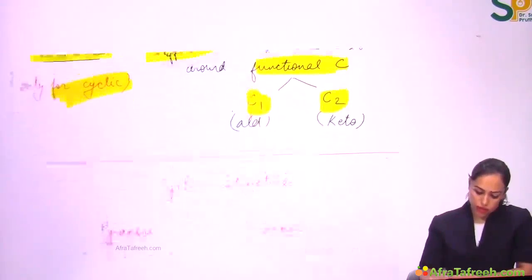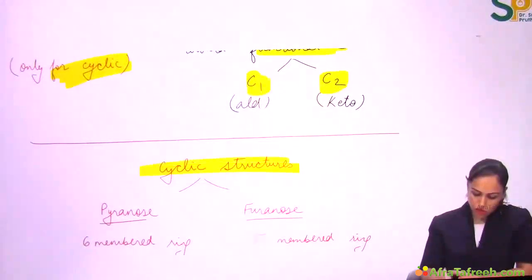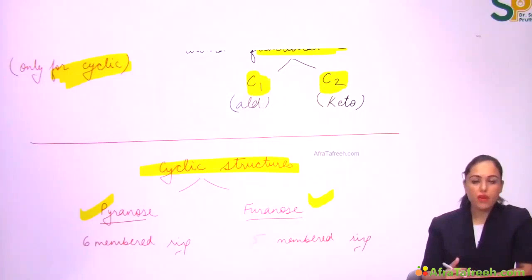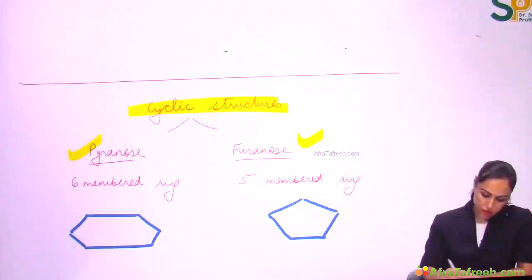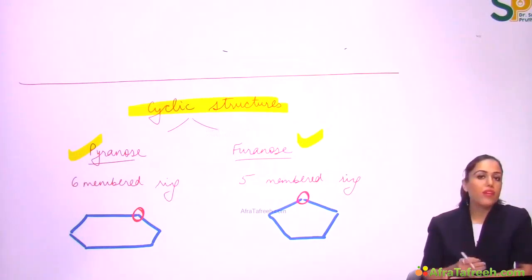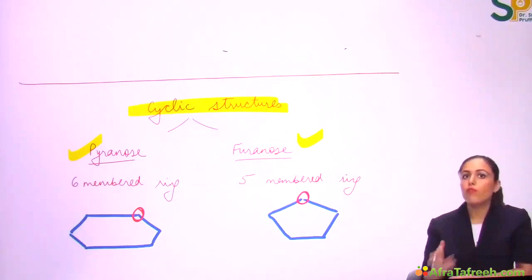Now, when cyclic structures are formed, 2 kinds of cyclic structures are formed. One is pyranose, the other is furanose. Pyranose is a 6-membered ring. Furanose is a 5-membered ring. Let's see these rings here. This is the pyranose ring, oxygen present here. This is the furanose ring, oxygen is present here. So if I ask how many carbons are present in the pyranose ring, the answer is 5, because 1 is oxygen. Pyranose is a 6-membered ring, but the number of carbons is 5. Similarly, furanose is a 5-membered ring, but the number of carbons is 4.